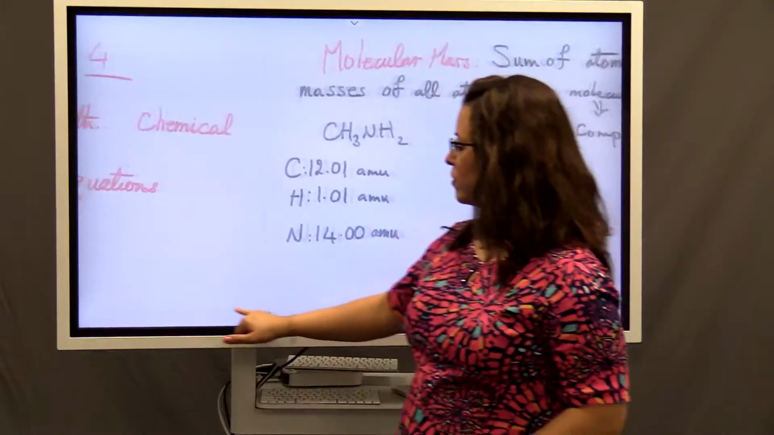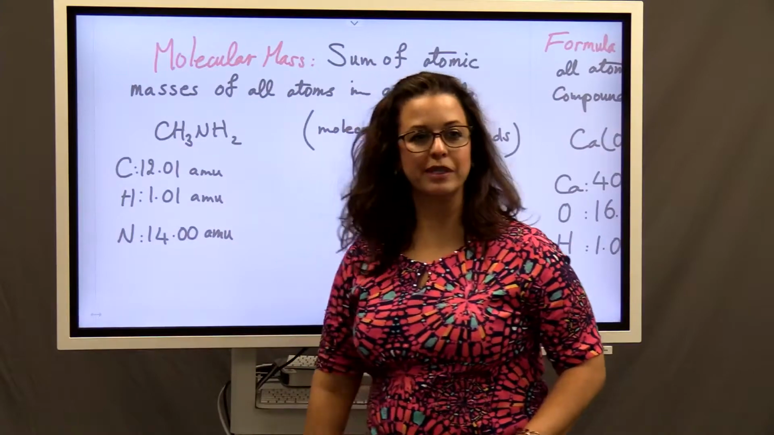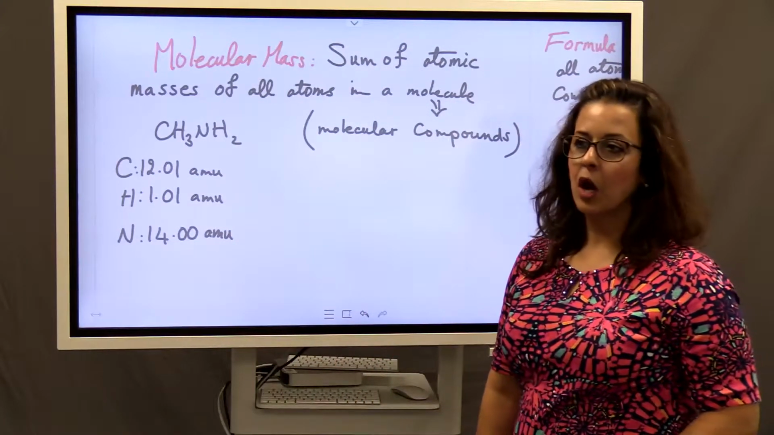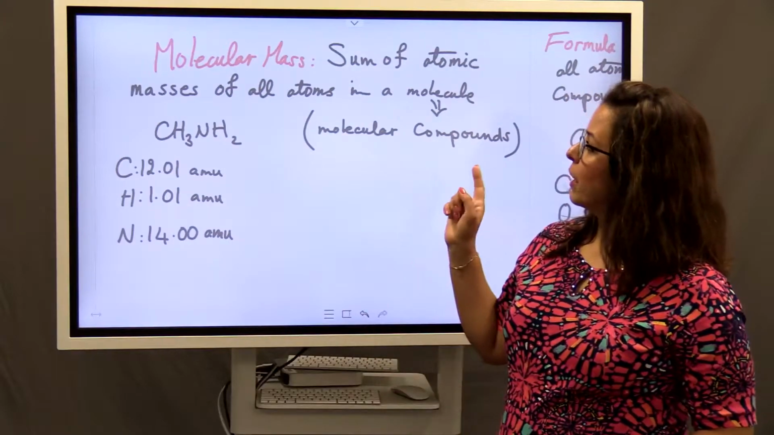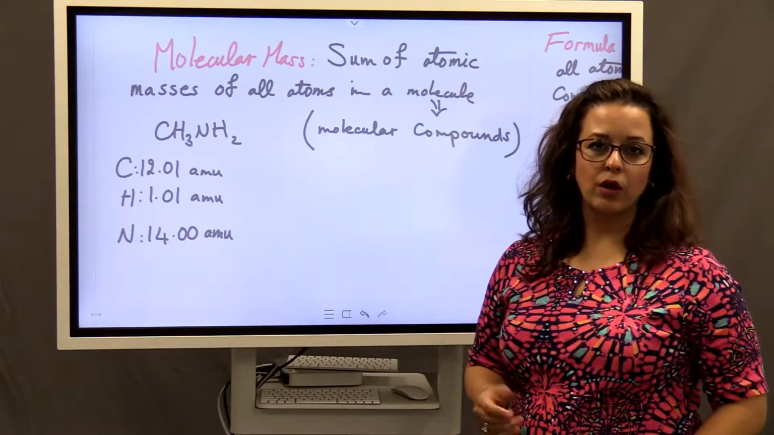What you need to know in this chapter is you will be dealing with lots of calculations, but first of all you need to know some main concepts. The first main concept is molecular mass.